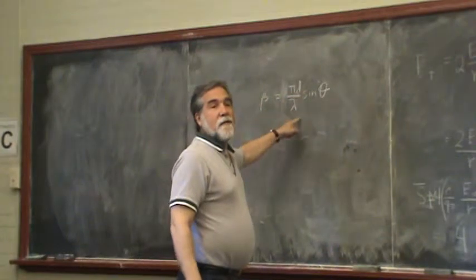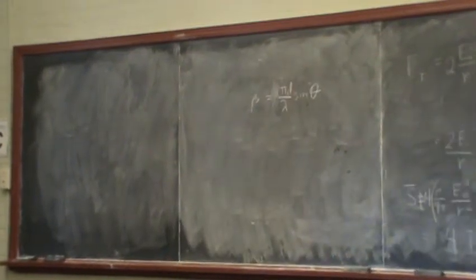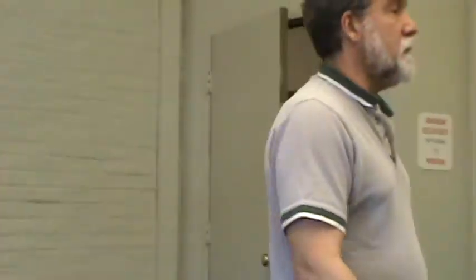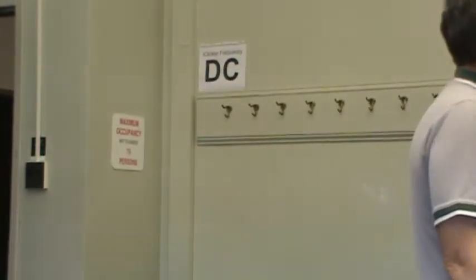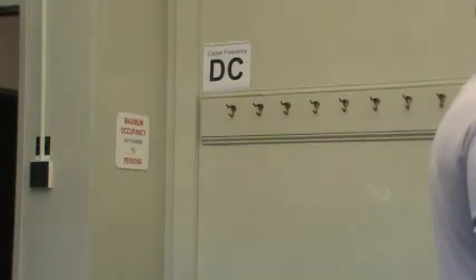If d is much greater than lambda, then I'll have a lot of oscillations on my way to sine theta equals 1. Are those oscillations going to be superimposed over the amplitude of the electric field? Yes.